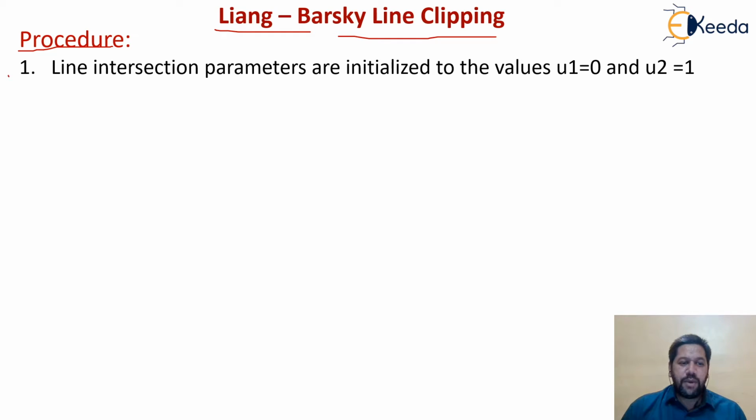What is my step number 1? Step number 1 is that the line intersection parameters are initialized. Our aim is to focus on these parameters. Line intersection parameters are initialized to the values u1 is equal to 0 and u2 is equal to 1, so they should be in the range 0 to 1. So the initial value of u1 is 0 and u2 is 1.